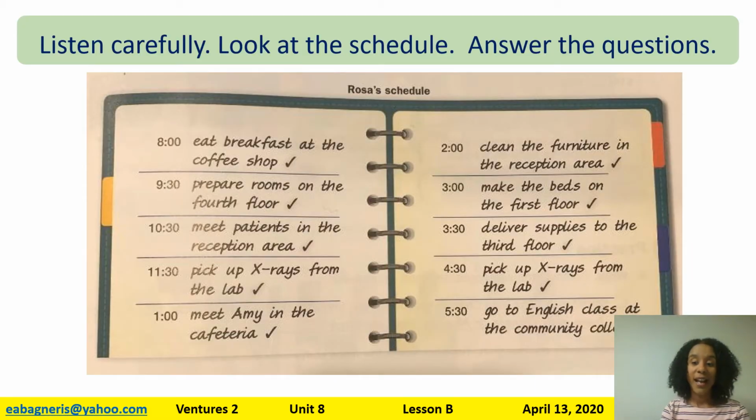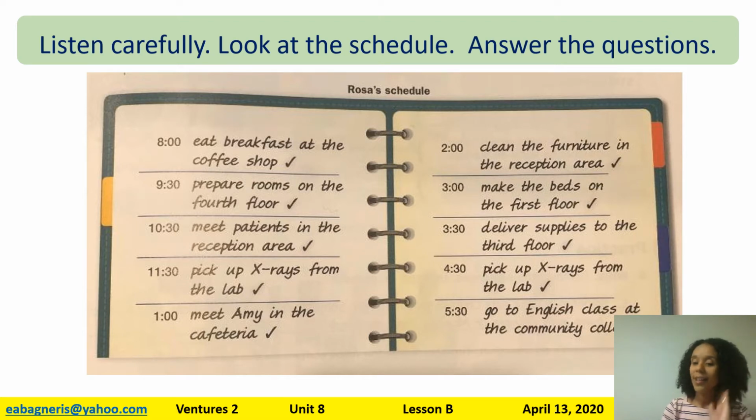So here I have a schedule. A schedule is a list of times and what I do at those times. This is Rosa's schedule, okay? So Rosa is a person, and this is what she does at different times in the day. So we are going to look at Rosa's schedule, and we are going to answer what and where questions.